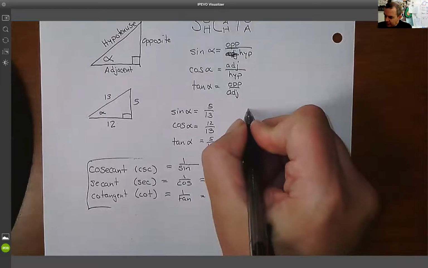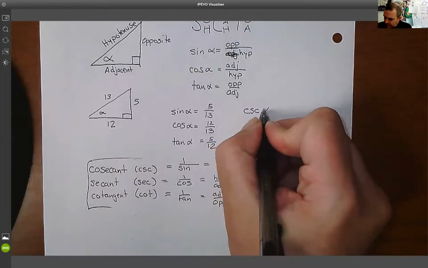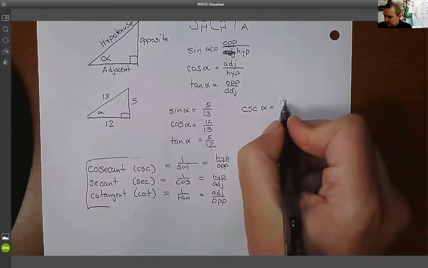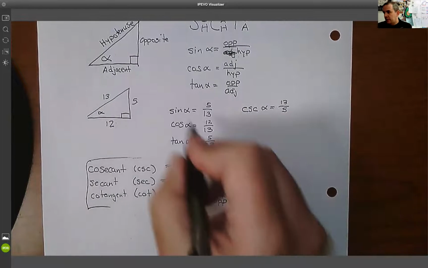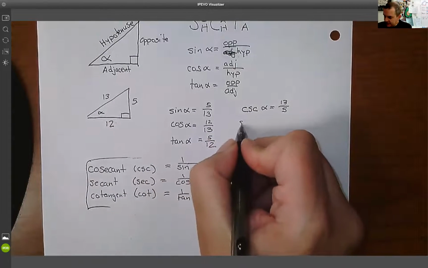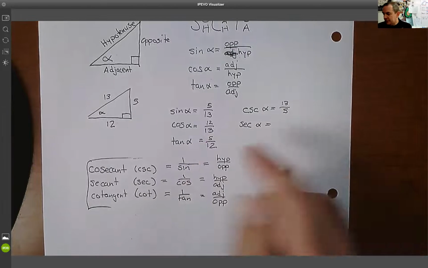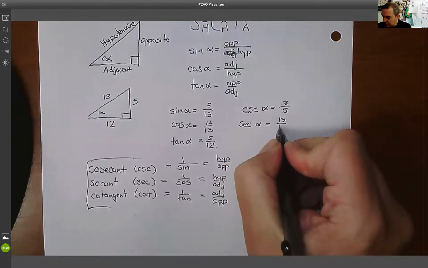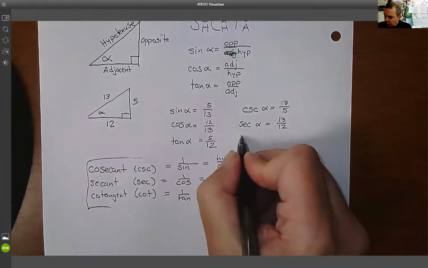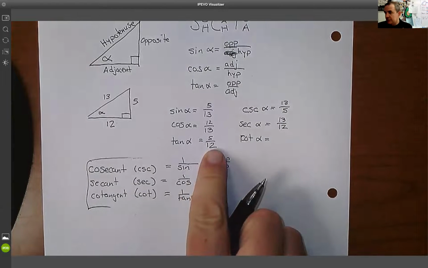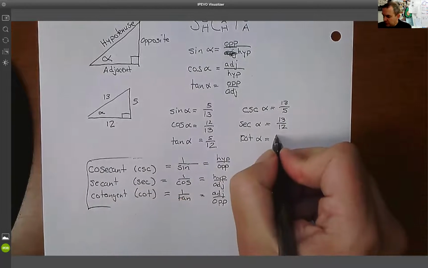So if I asked you to find the cosecant of alpha, it's basically just the inverse of sine, so it'd be 13 over 5. The secant of alpha is going to be 1 over cosine, taking that fraction and making the reciprocal, 13 over 12. And the cotangent of alpha is going to be the reciprocal of tangent, so that would be 12 over 5.